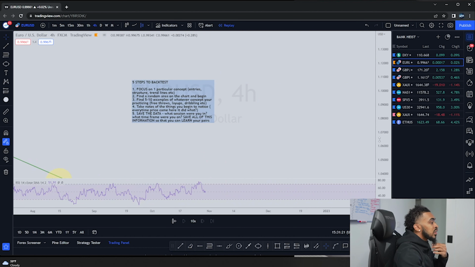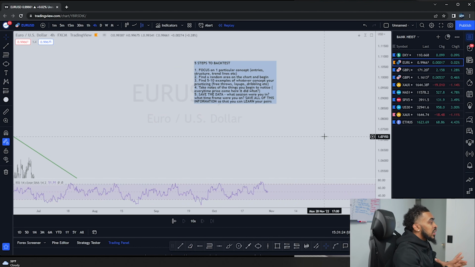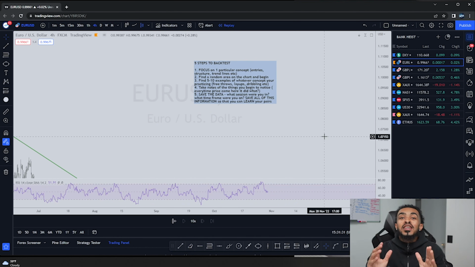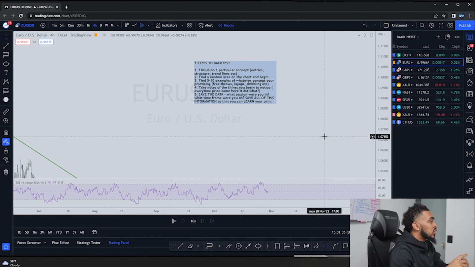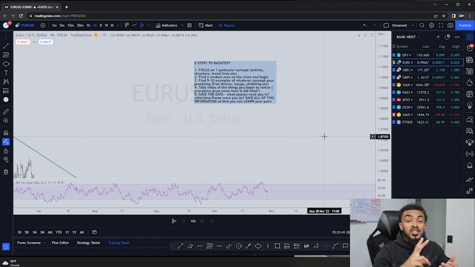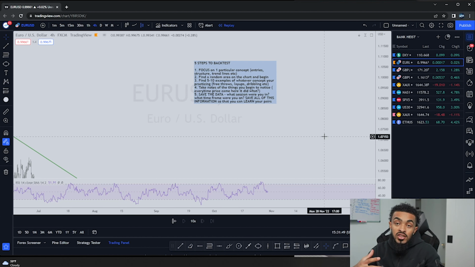Now, the 5th step is ultimately to save the data. The data of the pair that you're trading, you want to take that information. You want to understand, what session was I in when this occurred? When I began to notice this drop, did it drop in London session, or in New York session, or in Asian session?